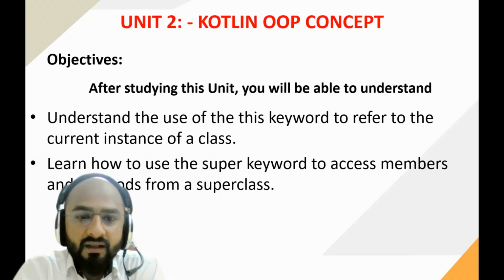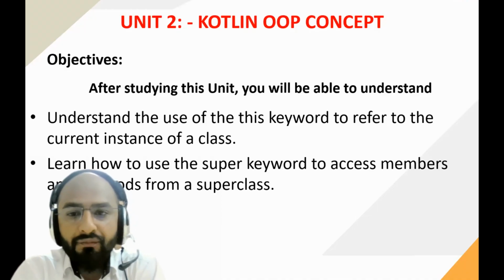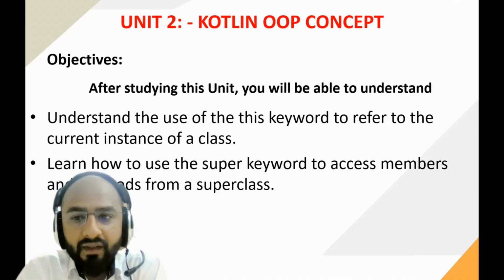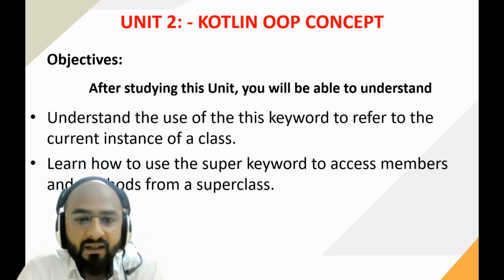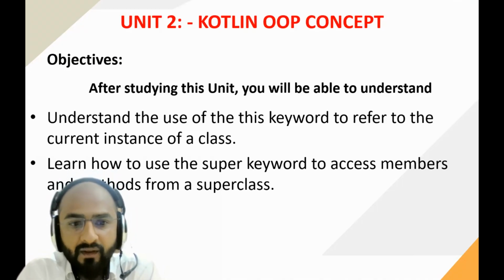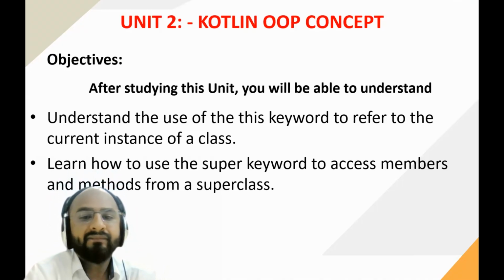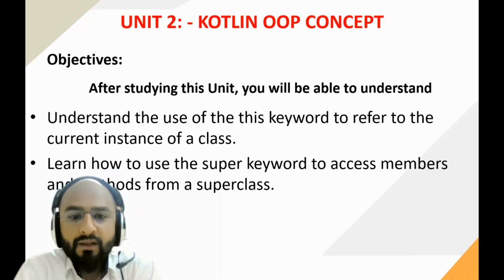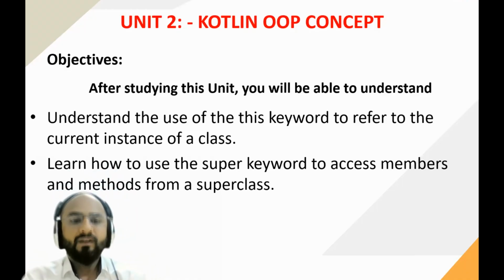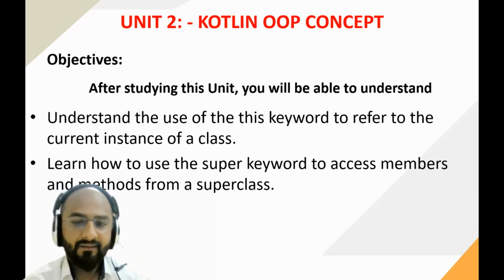These two objectives we will also cover in this lecture: what is the use of the this keyword and how to refer to the current instance of the class. So the this keyword is used to refer to the current object in a particular class. And then the last objective is how to use the super keyword to access the members and methods of the superclass. Suppose you need to access the superclass constructor and superclass method, then by using the super keyword you can access that. That we will discuss in this lecture.